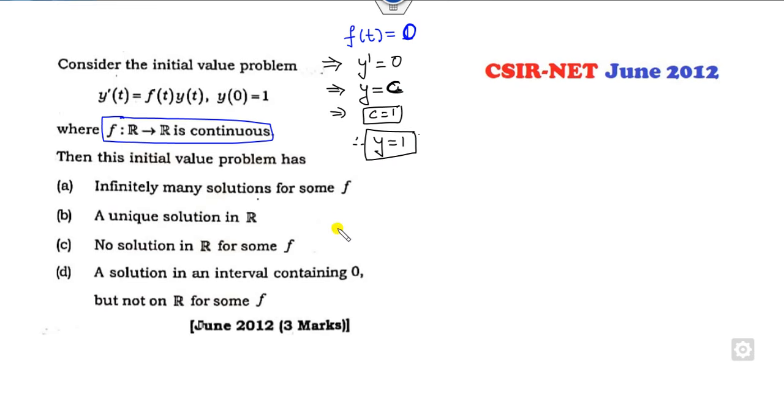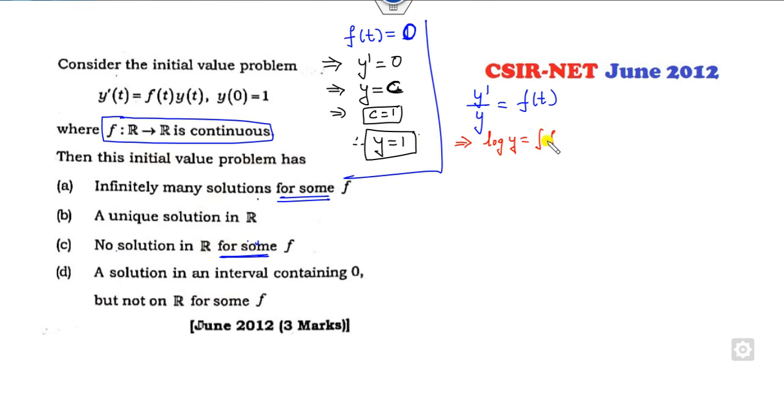The option says infinitely many solutions for some f, but I considered one particular f. It may happen that for some f there is a unique solution, that's true, but we can't take that option because this is one counter example. No solution for some f: if it is said for all f, then we can discard the option, but it may happen that a solution is there, so we can't discard any option. So what is the meaning of that? We can use it in general. So this is my f of t. Now if I integrate them, log of y is the integration of f of t. So y is equal to c e raised to power integration of f of t dt.